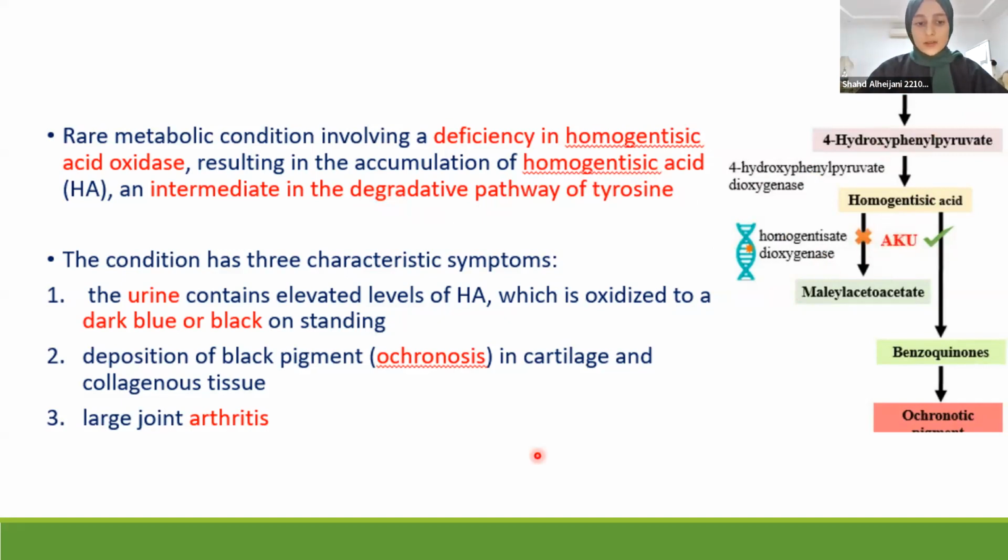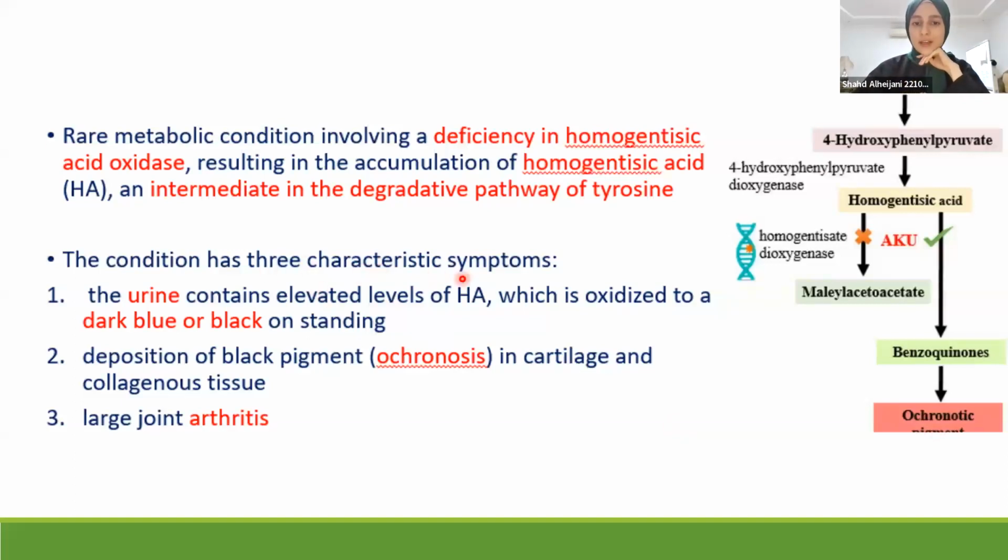So when this enzyme is not working, homogentisic acid would take another pathway. Instead of going into maleylacetoacetate, it would go into benzoquinone and form ochronotic pigment. What does this mean? Ochronotic pigment is basically black pigment, so it would cause discoloration.